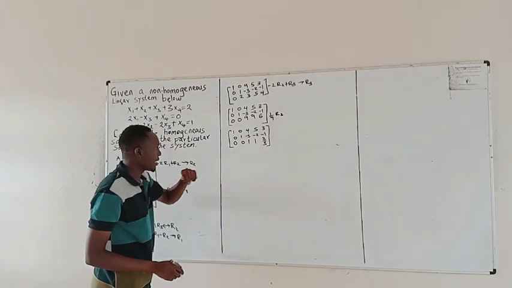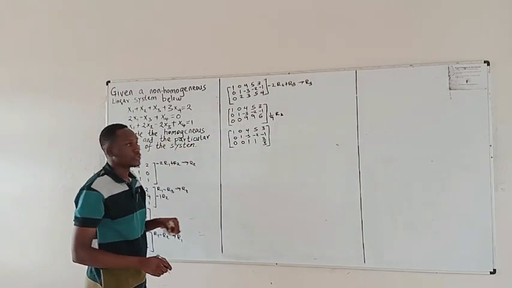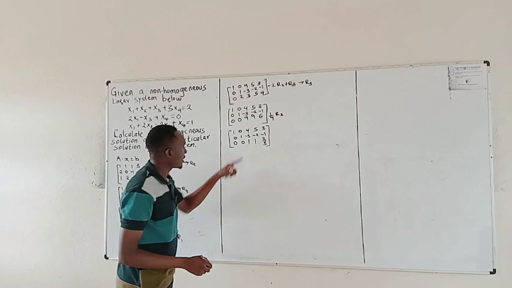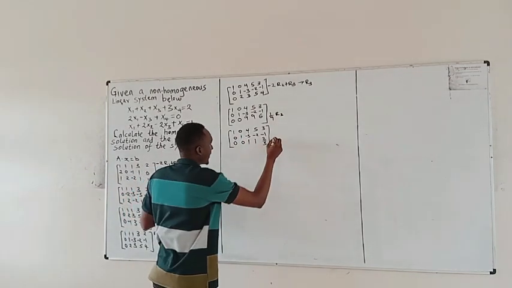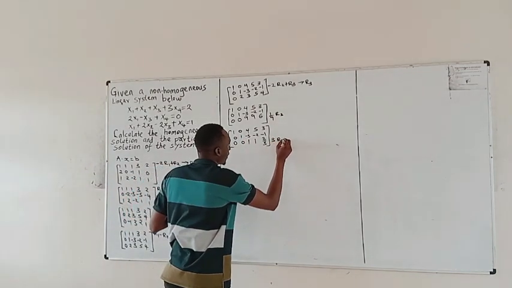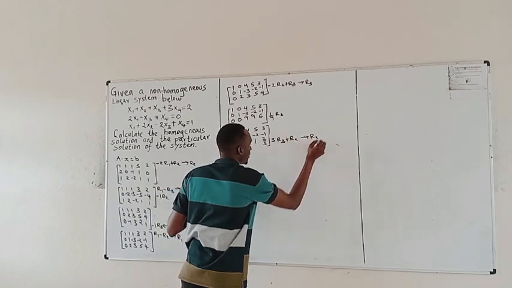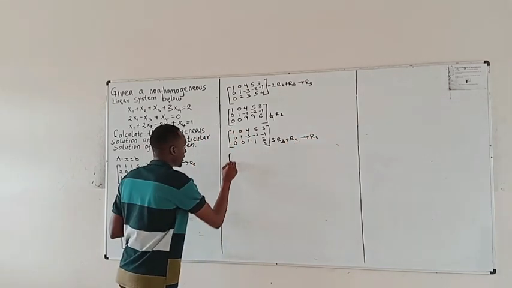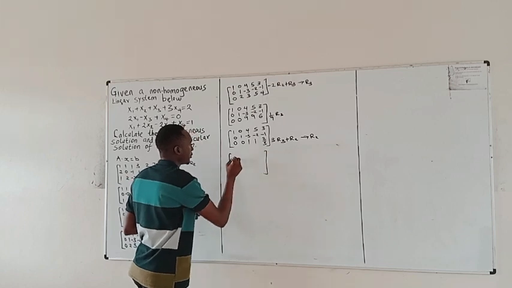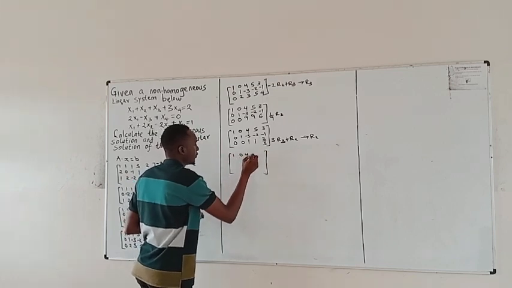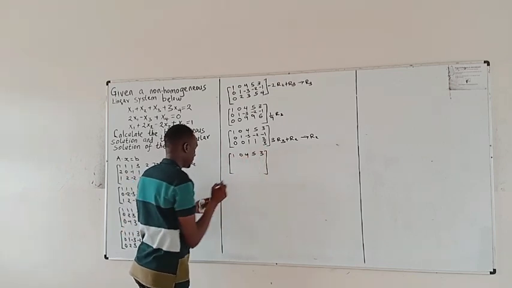Since now this is our leading entry, everything above should be 0. So let's start by making this one 0. We have 3 times row 3 plus row 2, our answer to row 2. So we maintain row 1, 1, 0, 4, 5, 3.